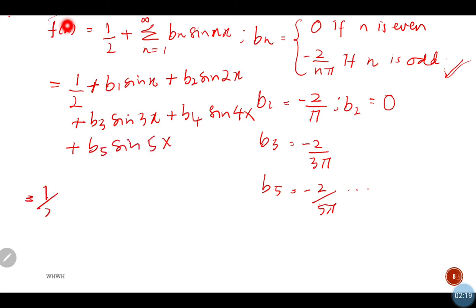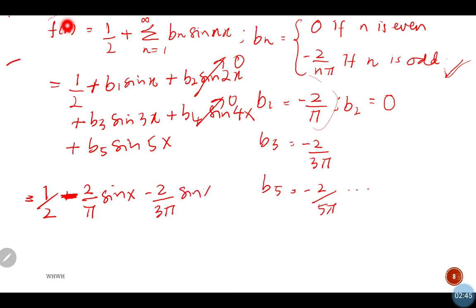And dari sini kita tahu half ni carry forward lah because that is the value for a0. And then plus with b1, our b1 is negative 2 over pi sin x. b2 will be 0, b4 also will be 0. So maknanya kita straight away jump to b3. Our b3 is minus 2 over 3 pi sin 3x. And then b5 kita minus 2 over 5 pi sin 5x.